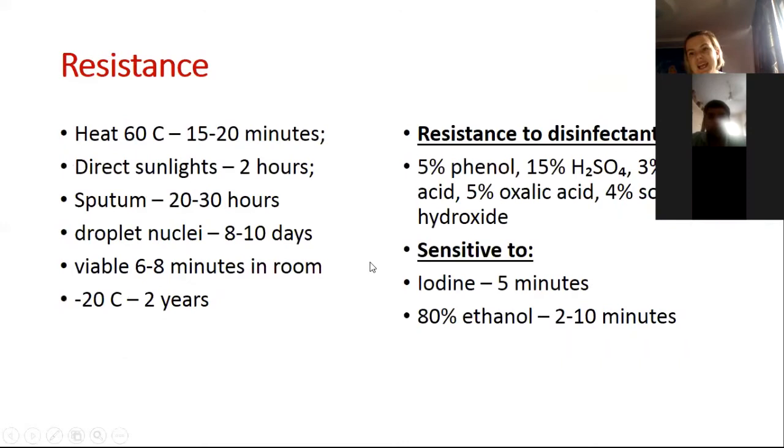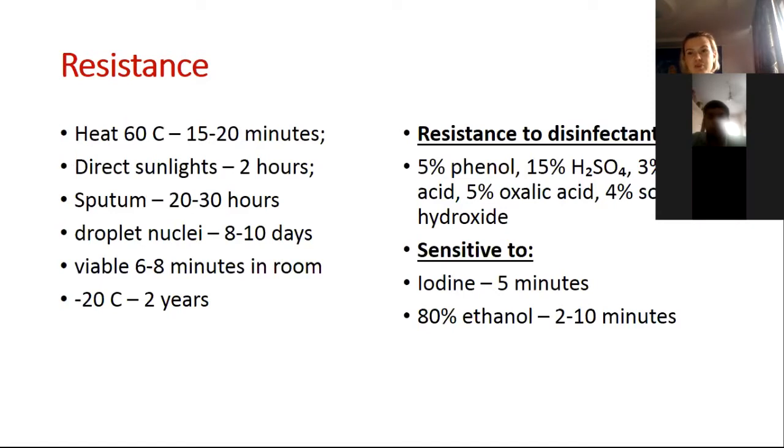Next, this bacteria have high resistance to different solutions and the external environment. You can see that by heating, this bacteria can be killed after 20 minutes. It's a lot of time. Direct sunlight kills bacteria after 2 hours.